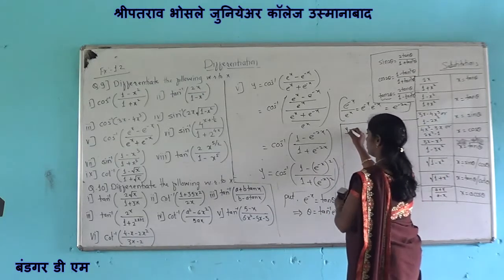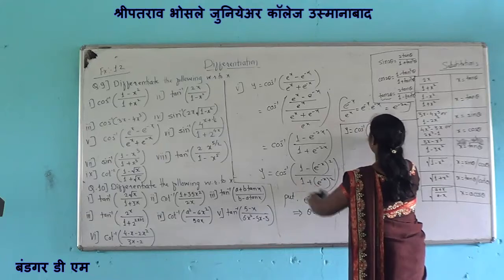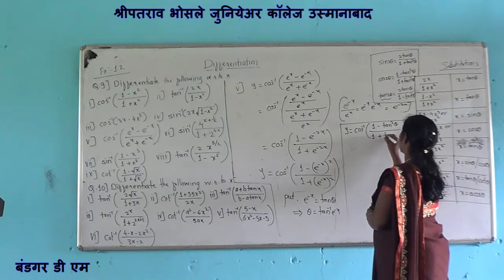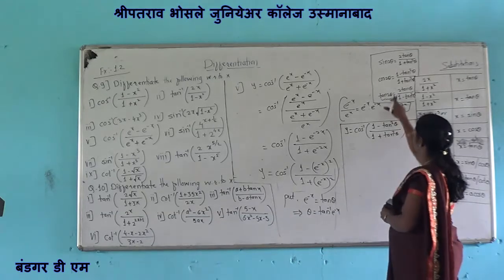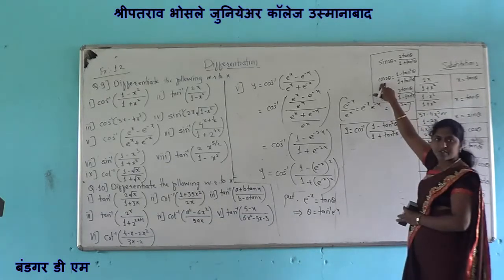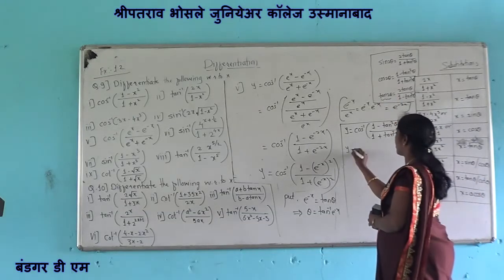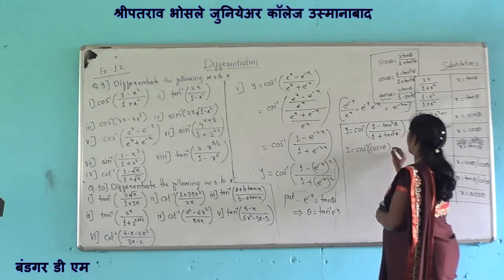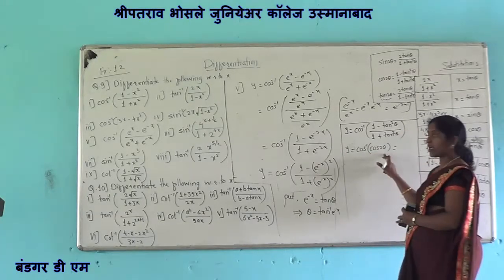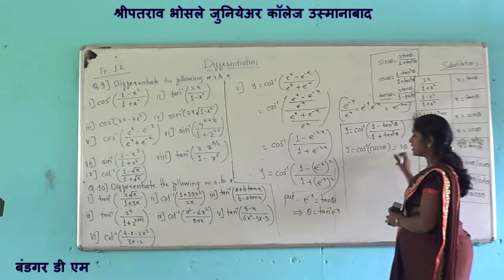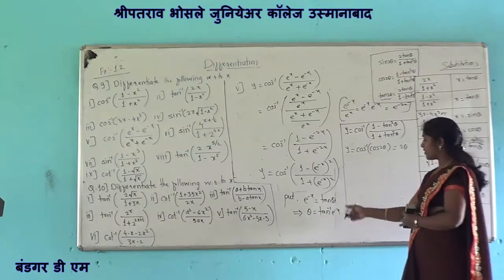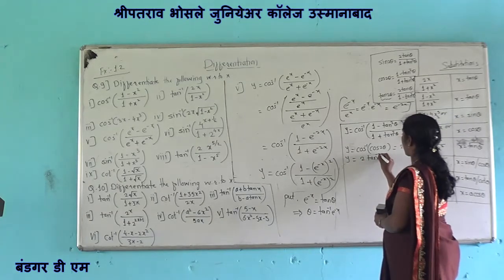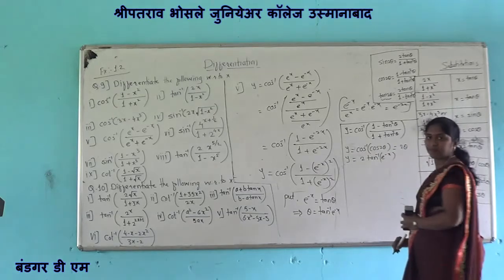So y is equal to cos inverse of (1 minus tan square theta) upon (1 plus tan square theta), which is the formula for cos 2 theta. So using this formula we get y is equal to cos inverse of cos 2 theta, and cos inverse cos cancels and we get 2 theta. Replacing theta, theta is tan inverse of e raised to minus x. So y is equal to 2 tan inverse of e raised to minus x.